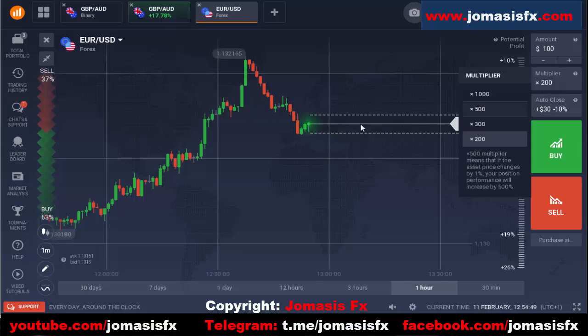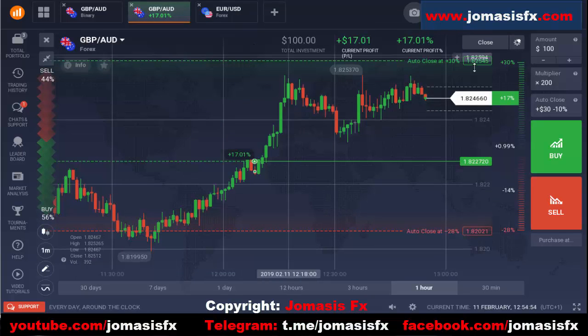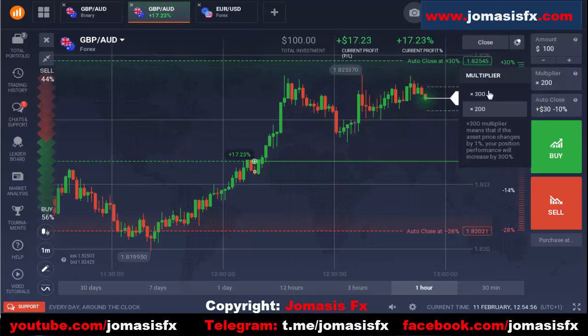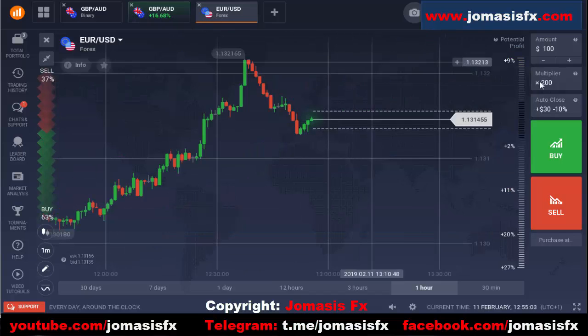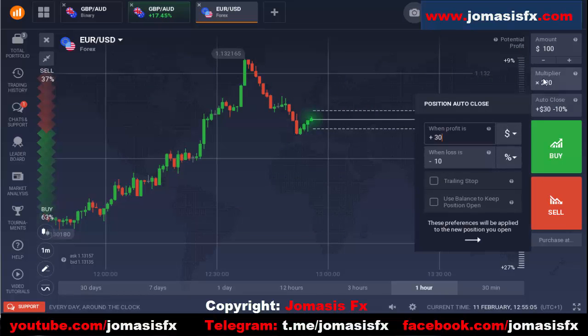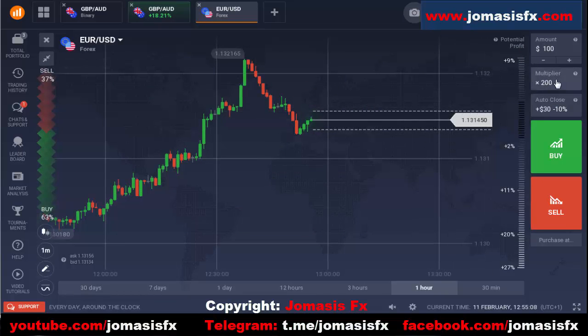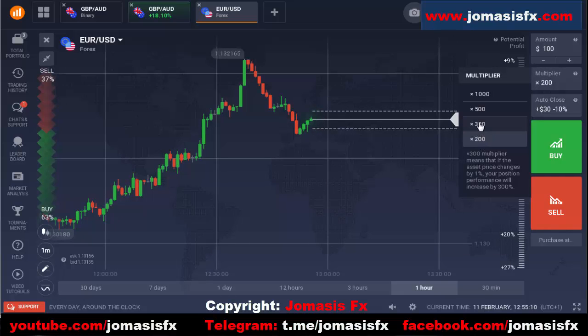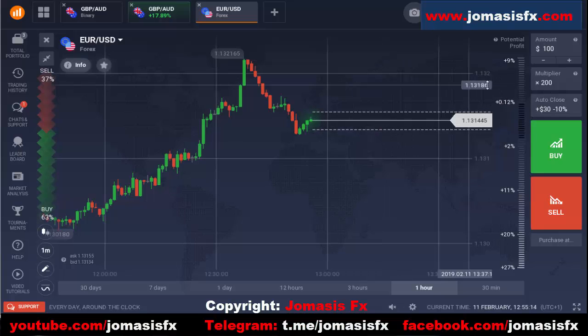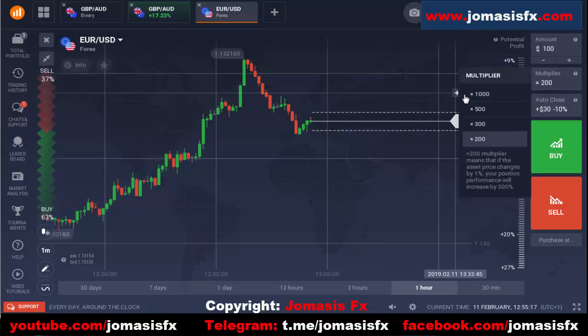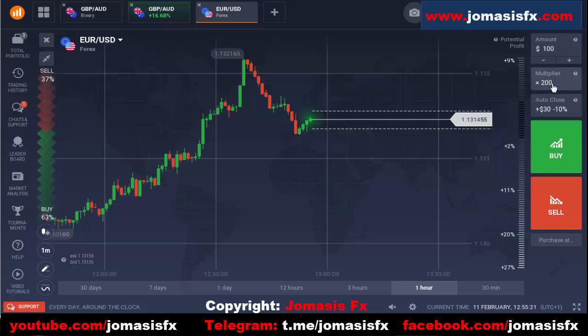Now, in case you see something like this, here the multiplier is a maximum of 200 and 300. And here the multiplier is 200, 300, 500, up to 1000. Now, how does this multiplier work? In the forex market, that's what we call leverage.